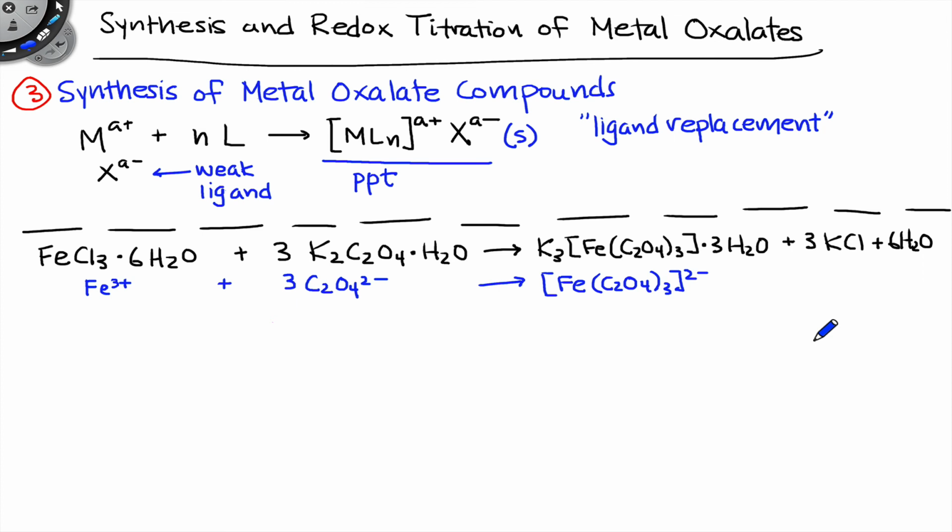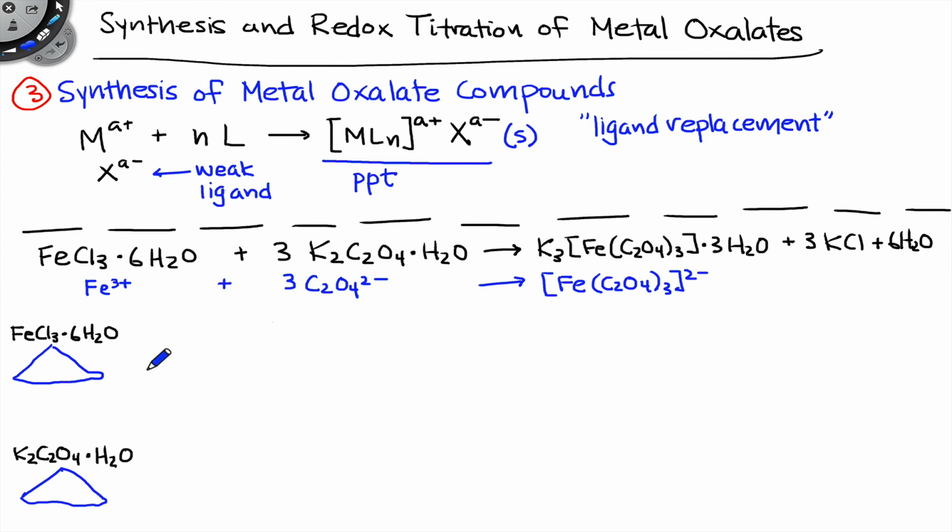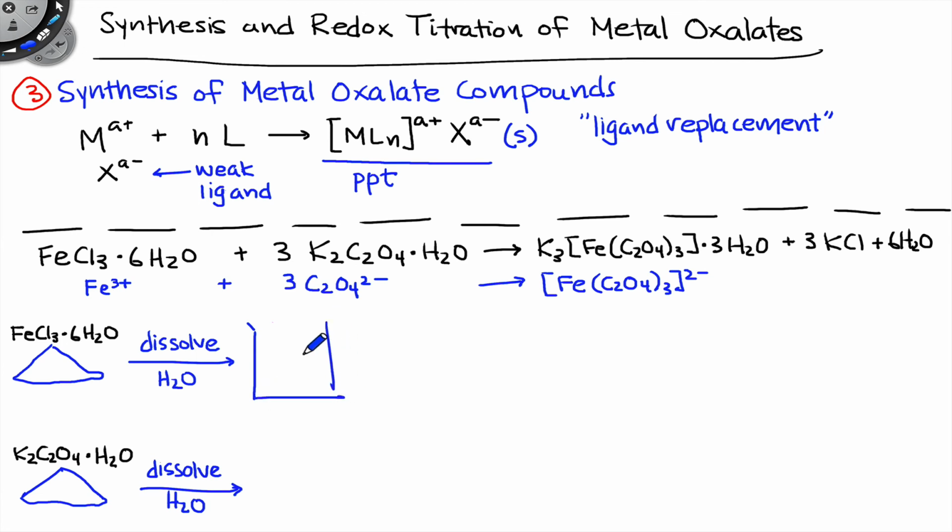Well, both of the reactants are solids in their pure form. And so we're going to start with essentially 2 piles of solid. One is our iron trichloride hexahydrate, and the other is the potassium oxalate monohydrate. We're going to dissolve each of these in some water, and this will typically take some heating. We're going to want to heat things up to get the reaction going and get the reaction rate as high as possible. Once we have those solutions, and they're relatively hot, we're going to mix them at high temperature.